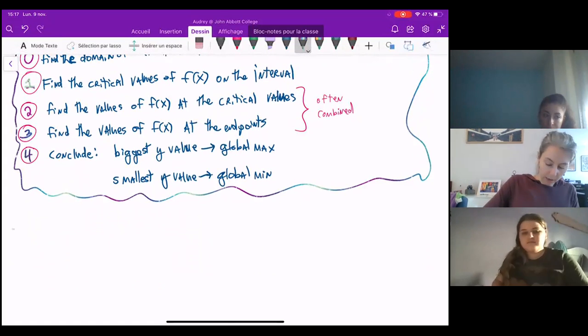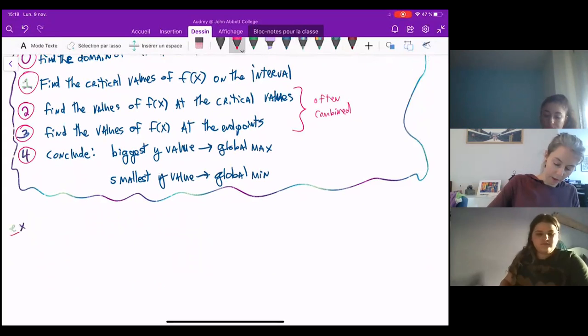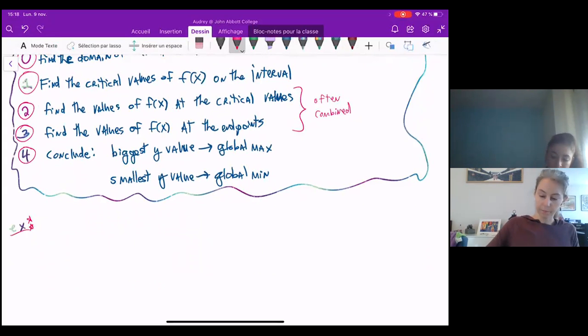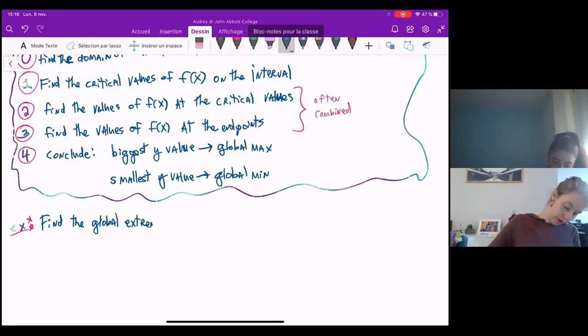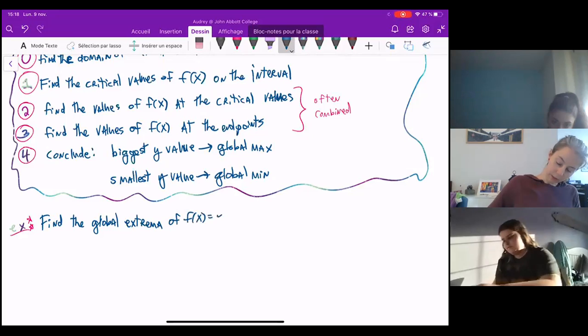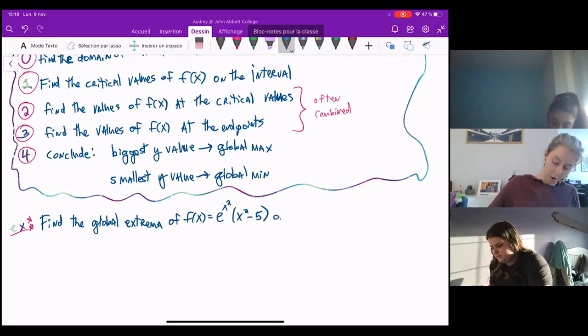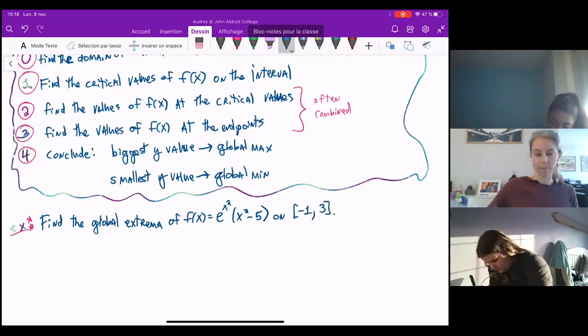So my example will be: find the global extrema of f of x equals e to the x squared times x squared minus 5 on the interval [-1, 3].